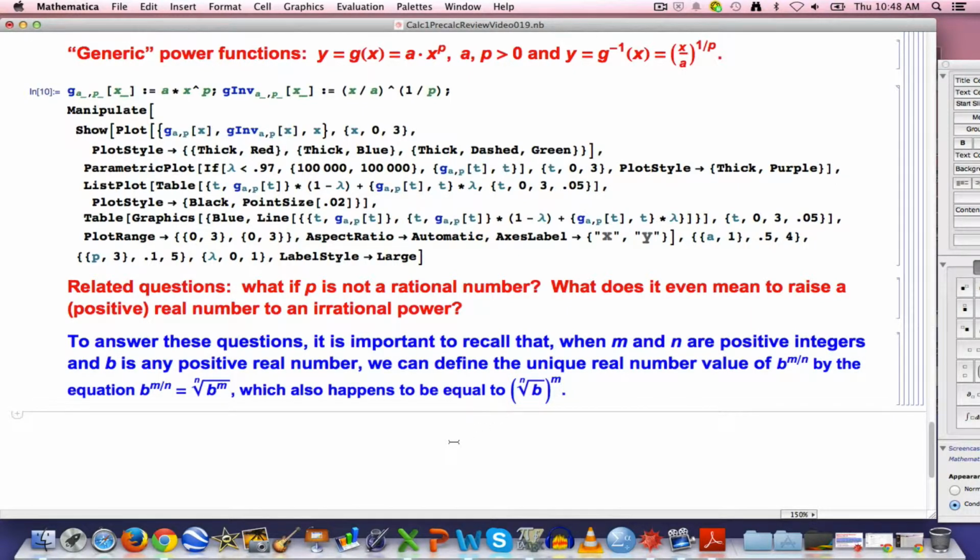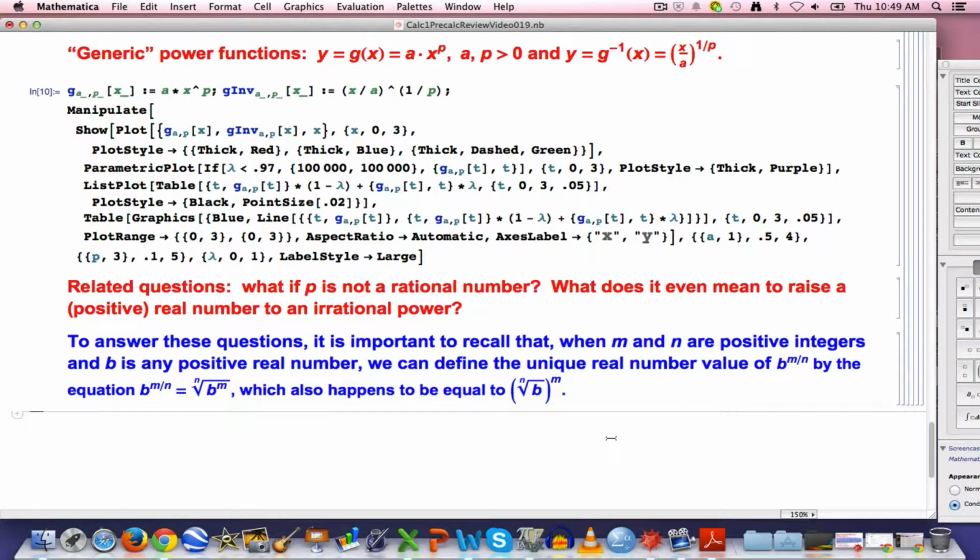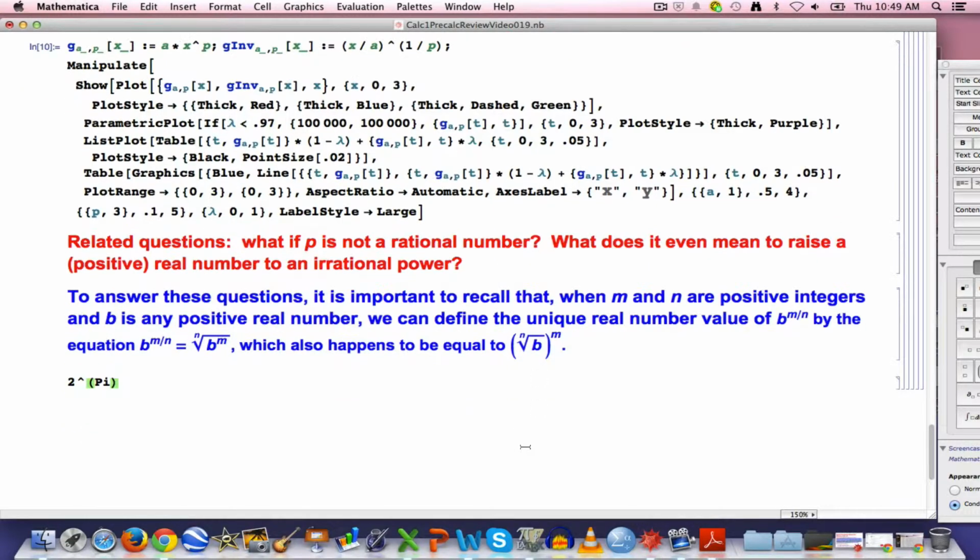For example, let's say 4 to the 3/2 power. That's the same as the square root of 4 to the third. 4 to the third is 64, and the square root of 64 is 8. You can also think of it as the square root of 4 raised to the third power. Square root of 4 is 2, 2 to the third is 8. You get 8 either way. So you can check that out. Alright, but what about an irrational power? What would it mean, for example, to raise 2 to the pi power, which you can type into Mathematica like this.